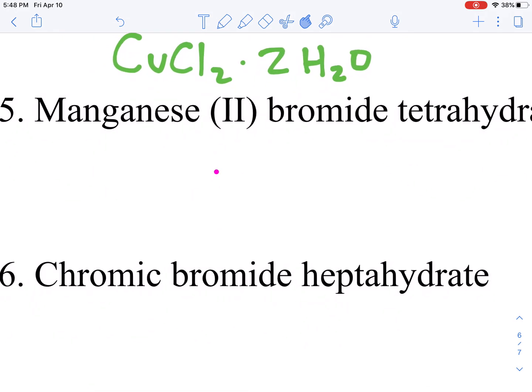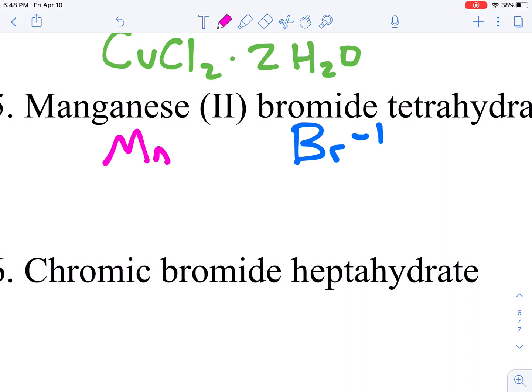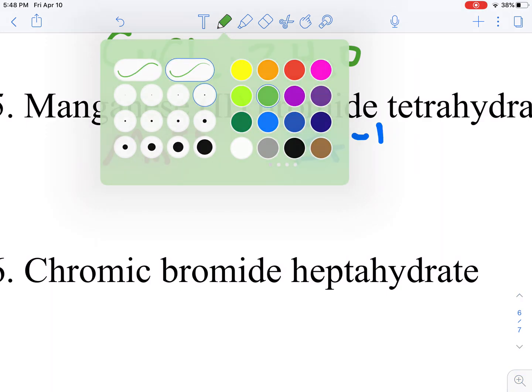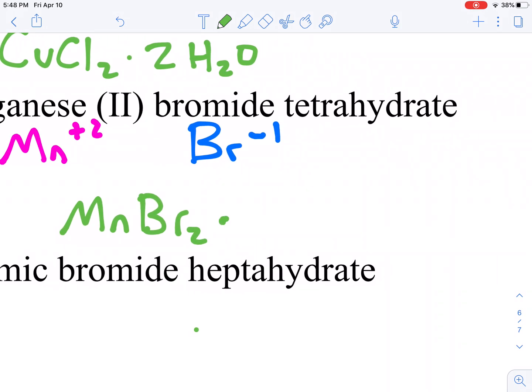Let's look at manganese 2 bromide tetrahydrate. Well, bromide, again, bromide is a single anion because we see that ID ending. So this is simply Br. Br as an ion has a -1 charge. Manganese, be careful with this one, manganese is not Mg, manganese is Mn. Mn is a transition metal, so fortunately they tell us its charge, which is a +2 charge. Cross those together, you're going to get MnBr2. How many waters do you have? Well, the prefix tetra means 4, so 4 H2Os.